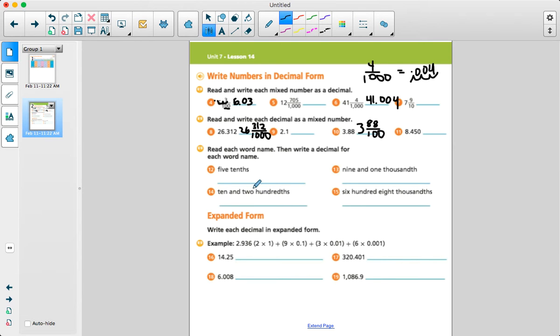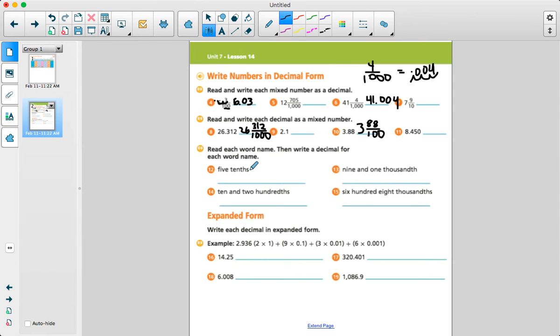All right. Now we'll come down here. It says read each word, then write the decimal for each word. So I'm going to type it actually for my sake because it's going to be a lot easier for me to go faster if I type this out. So it says 5 tenths. Oh, they don't need us to type this, they want us to write it. Okay, never mind. We'll go back.